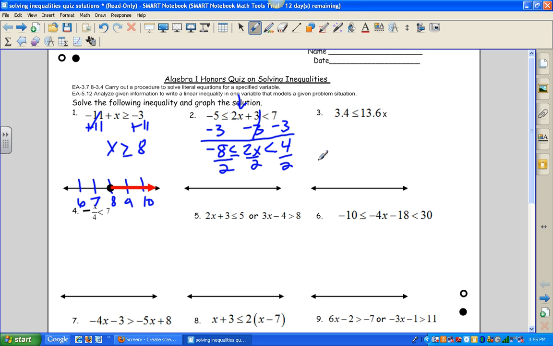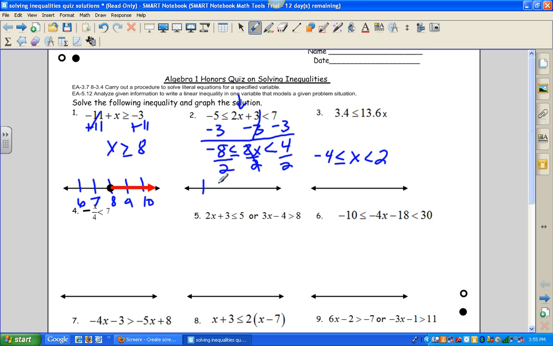I'm running out of room. I'm going to write this on the side over here and then erase it later. So negative 8 divided by 2 gives me negative 4, less than or equal to x. That cancels. X less than 2. Now we just need to graph it.